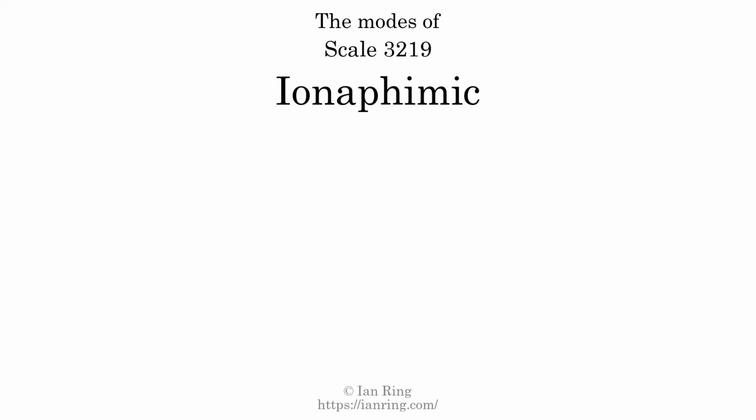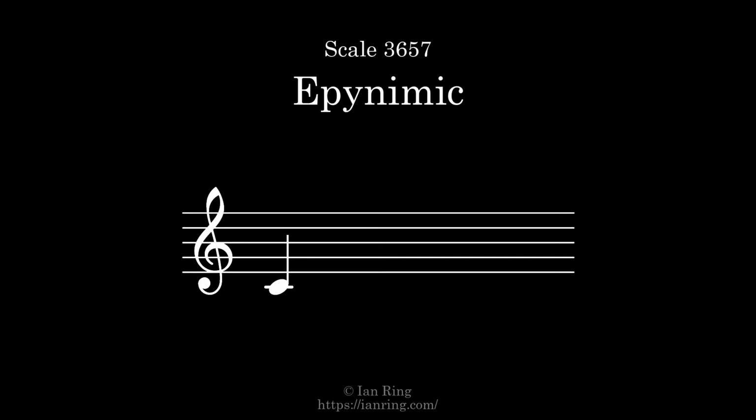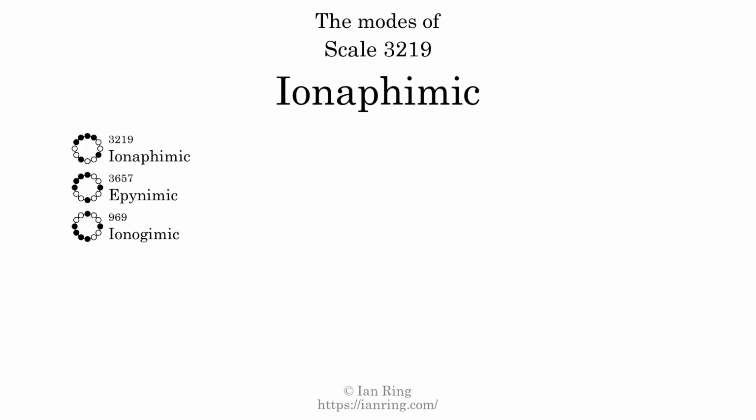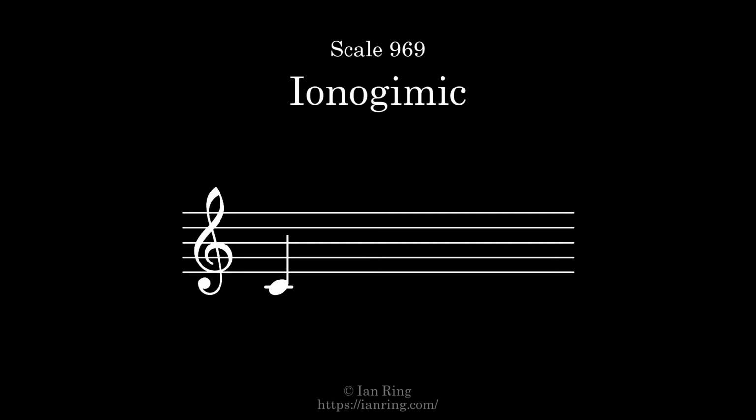This scale has 6 modes. The first mode is itself. The second mode is scale 3657, also known as eponymic. It sounds like this. The third mode is scale 969, also known as Ionaphimic. It sounds like this.